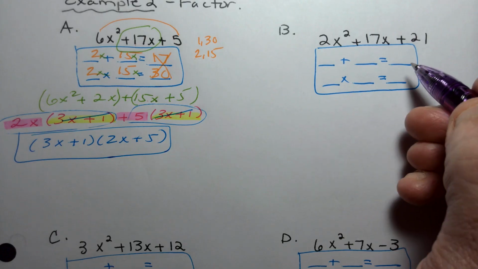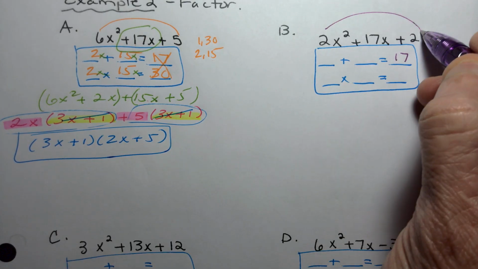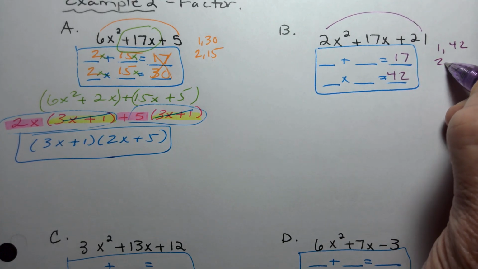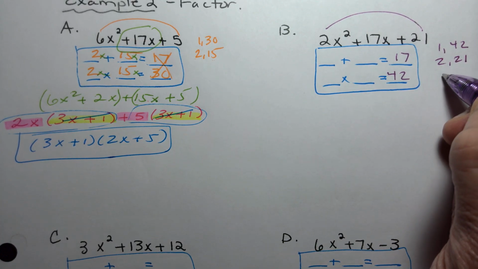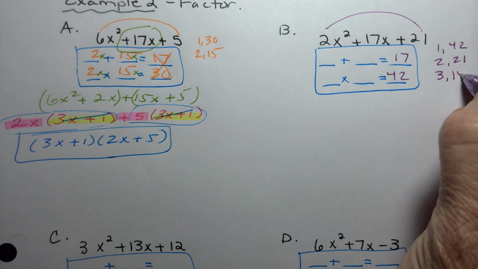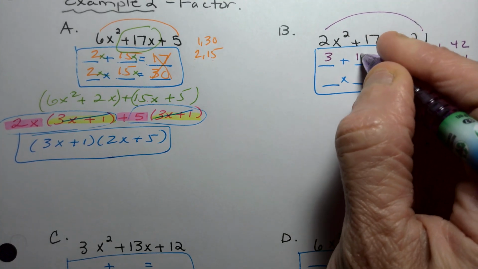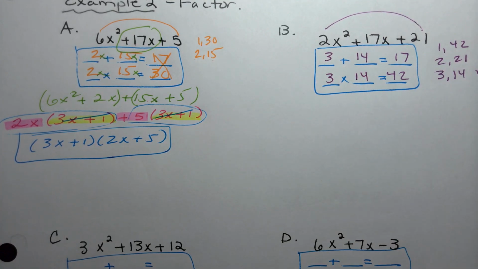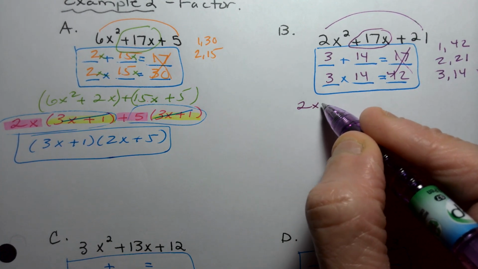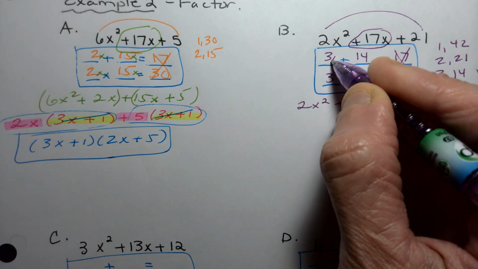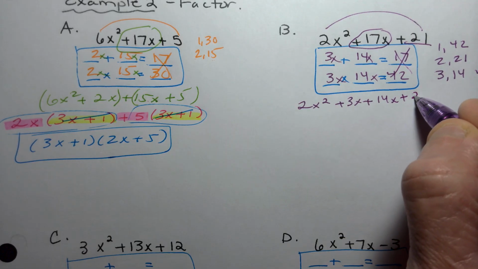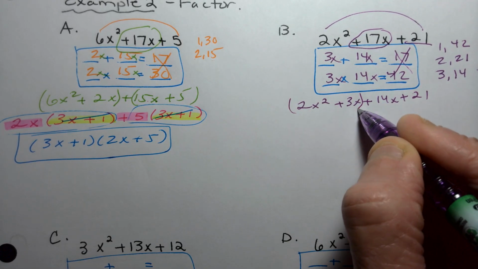All right, over to this one, 17 and 42. 1 and 42, 2 and 21, 3, and does 3 work? 3 goes into there. 14, yes, it does go in there. That works. 3 and 14, yes. Going to now rewrite it, taking that middle term out. So 2x squared plus 3x plus 14x plus 21. We are going to group.